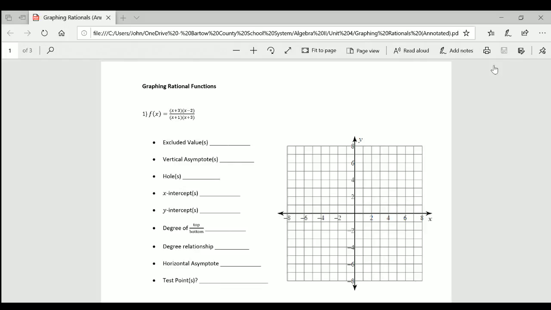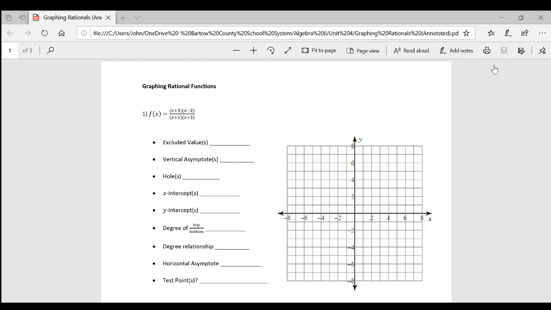A couple of things that we are not going to tackle. All of our functions are going to have exactly one vertical asymptote. We aren't going to do any that have two. So if you're looking for that, I'll try and get that on another video if someone wants it.